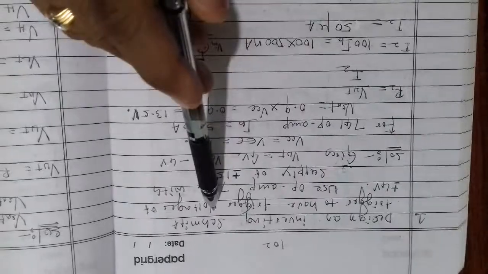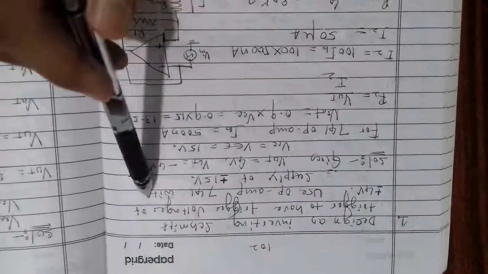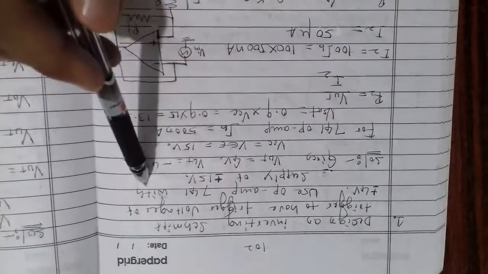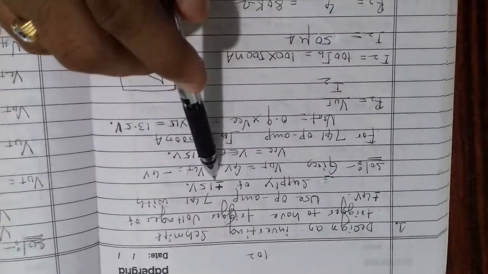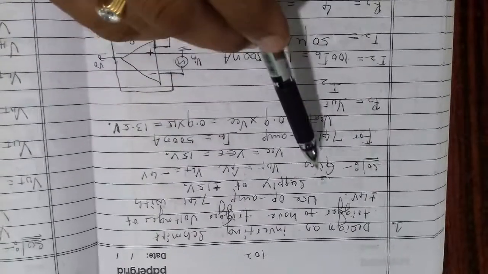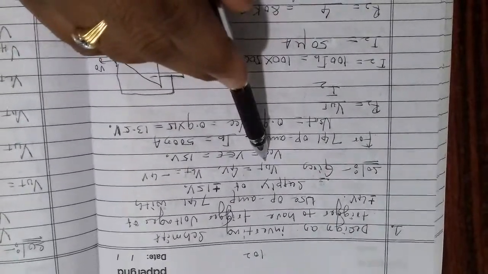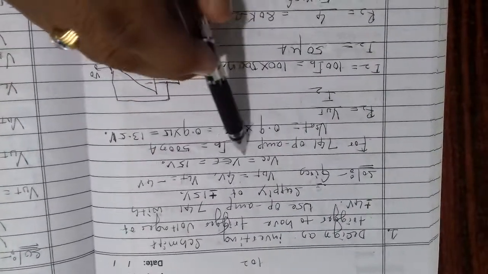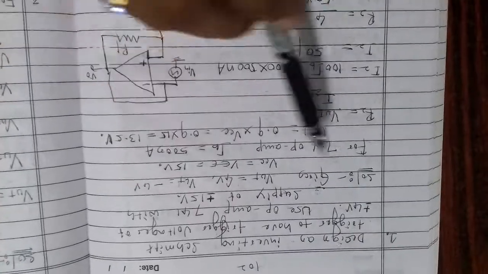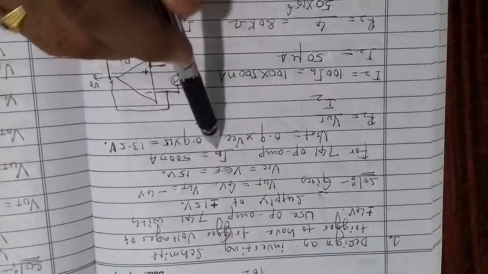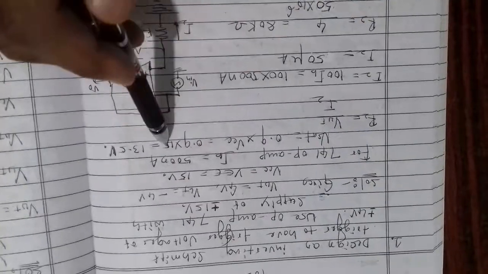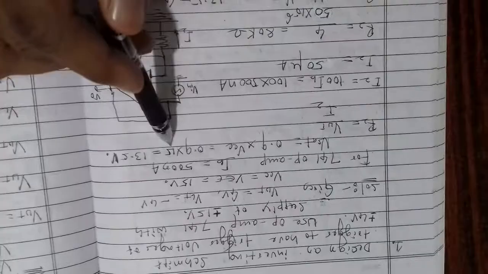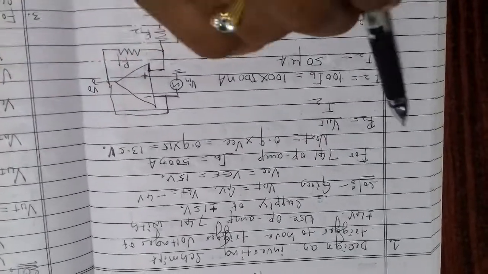Design an inverting Schmitt trigger to have triggering voltages of plus or minus 4 volts. Use op-amp 741 with a supply of plus or minus 15 volts. Given upper threshold voltage is equal to 4 volts, lower threshold voltage is equal to minus 4 volts, VCC is equal to VEE is equal to 15 volts. For 741 op-amp, IB is equal to 500 nanoamperes, V saturation is equal to 0.9 into VCC, 0.9 into 15, equal to 13.5 volts.